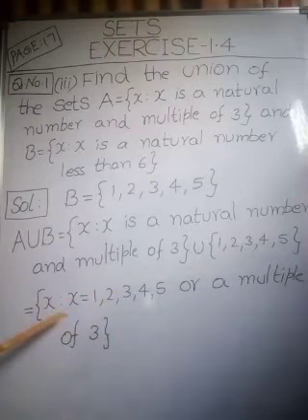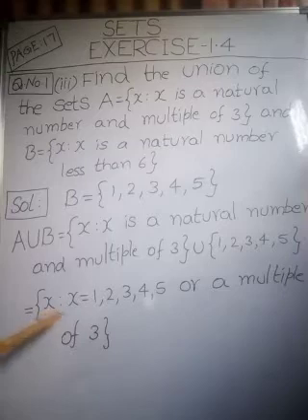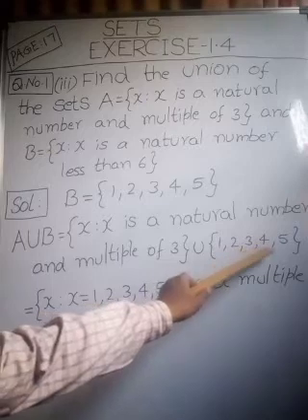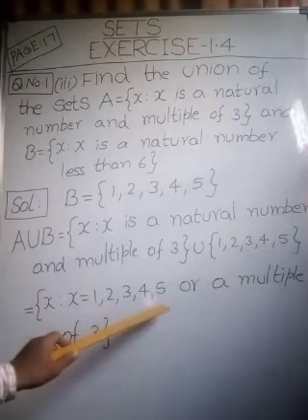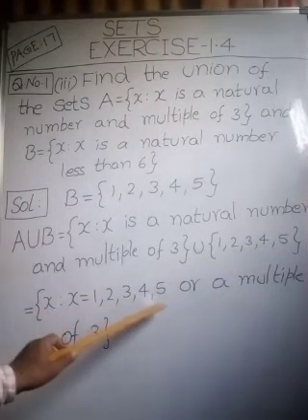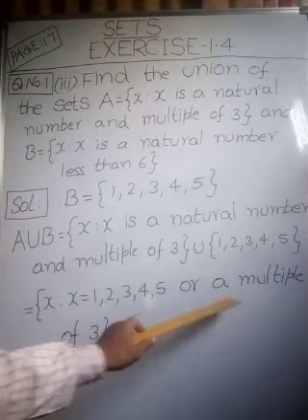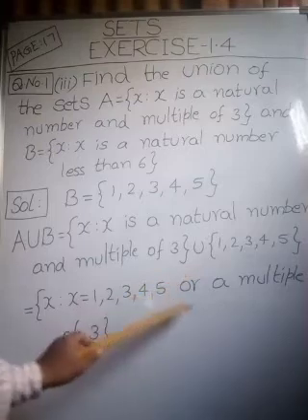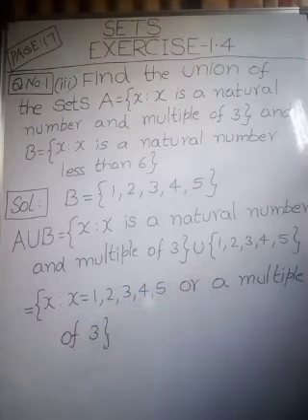That is equal to the union of two sets. We write like this in the set builder form: the set of all x such that x is equal to 1, 2, 3, 4, 5, or a multiple of 3. X values may be any one of these values or a multiple of 3. Union means utilize this word "or". Okay, my dear children? Right.